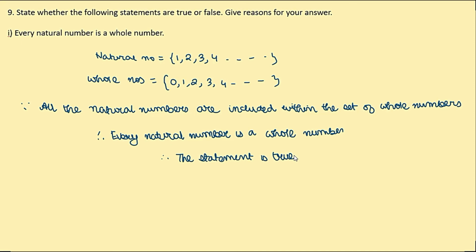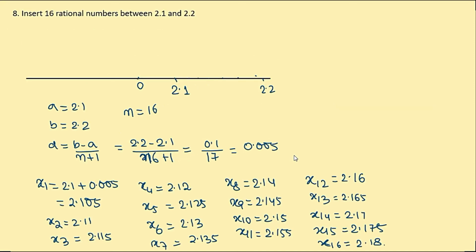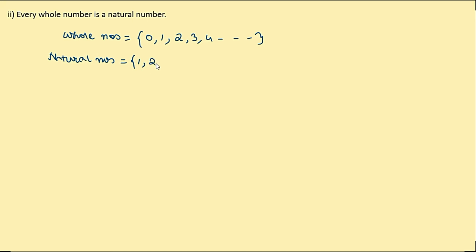Okay, so let's see the next statement. The next statement is given as every whole number is a natural number. So you are to say whether it is true or false. So what are the sets of whole numbers? Whole numbers are 0, 1, 2, 3, 4 till infinity, and natural numbers include 1, 2, 3, 4 till infinity.